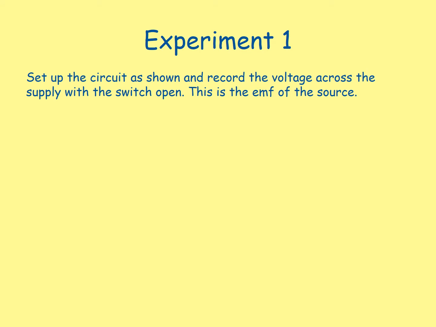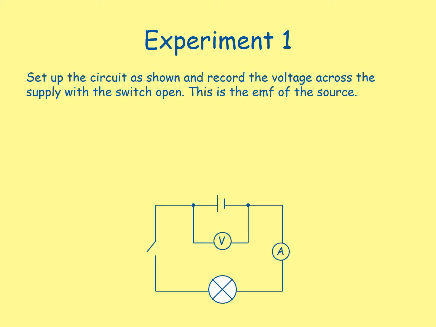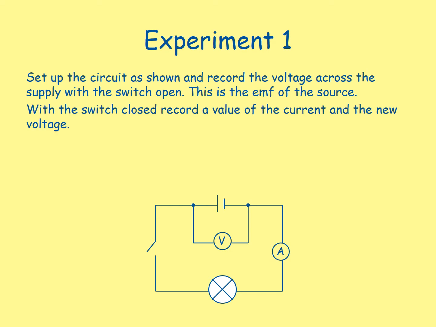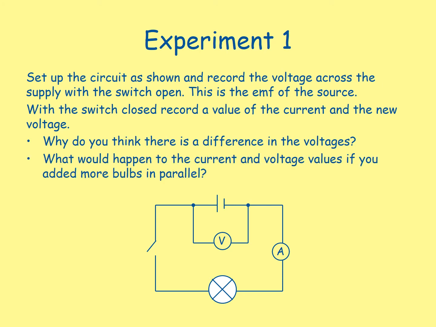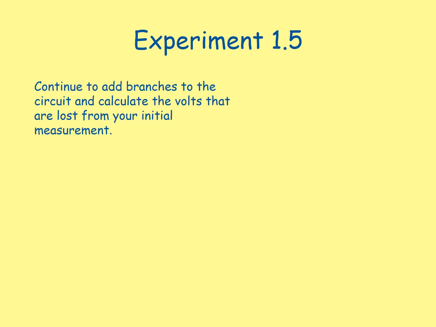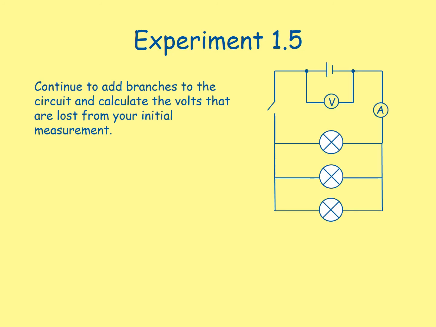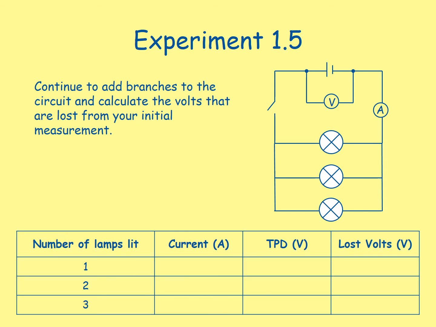Set up the circuit as shown and record the voltage across the supply with the switch open. This is the EMF of the source. With the switch closed, record a value of the current and the new voltage. Why do you think that there is a difference in the voltages? What would happen to the current and voltage values if you added more bulbs in parallel? You can continue to add branches to the circuit and calculate the volts that are lost from your initial measurement. Fill in the following table with your values.